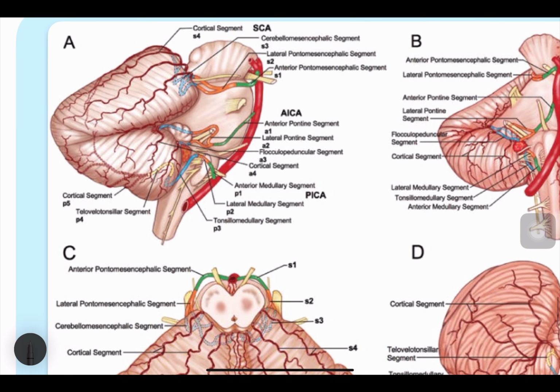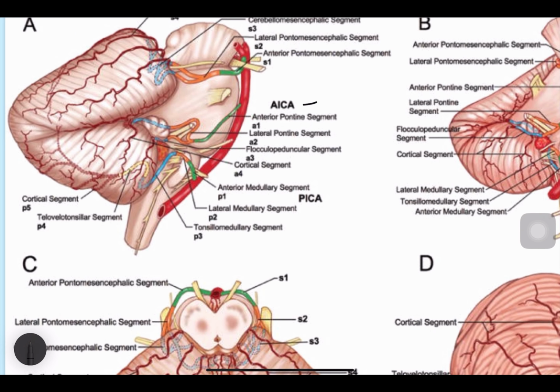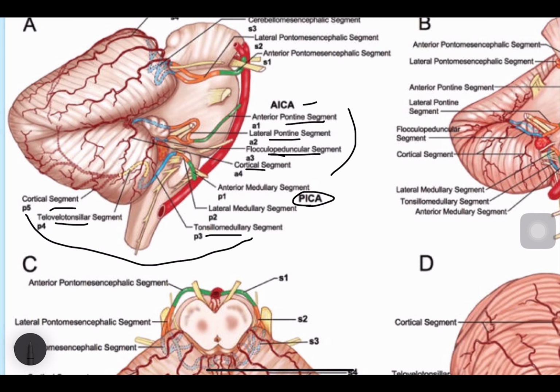And in this picture, we can see the anterior inferior cerebellar artery with the segments which supply the anterior pons, lateral pons, and flocculo-peduncular segments, and also giving off the cortical segments. And the posterior inferior cerebellar artery gives off 5 segments, which include the tonsillary segments and cortical segments.